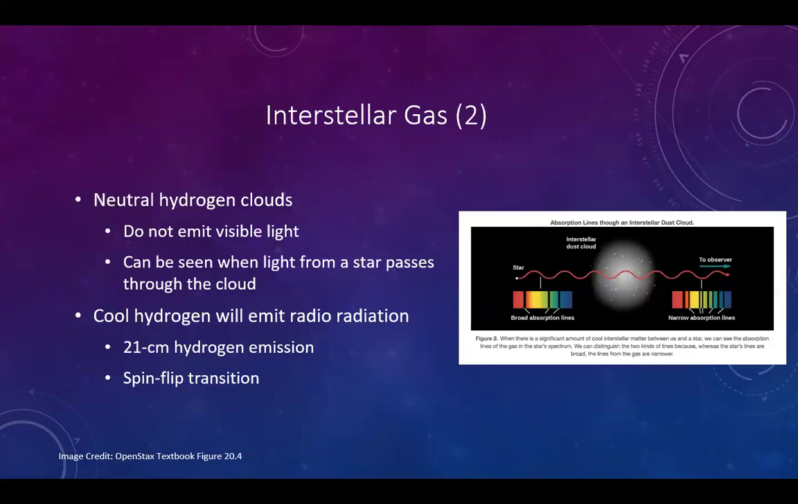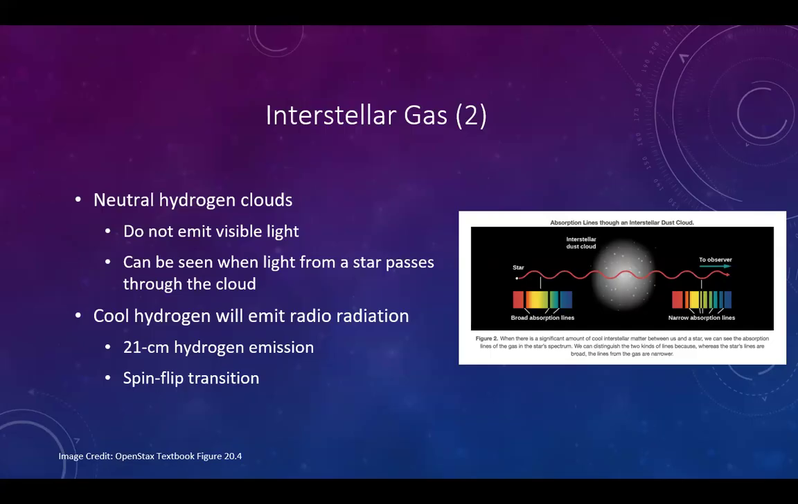There are also neutral hydrogen clouds. These don't emit visible light, but they can be seen when the light from a star passes through the clouds. Additionally, there is a radio emission that you can see from gas clouds, hydrogen gas clouds. And that's very helpful, especially when we're looking at hydrogen out in between galaxies or things like that.